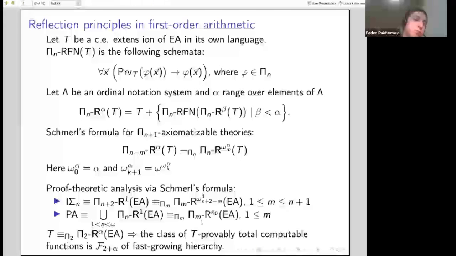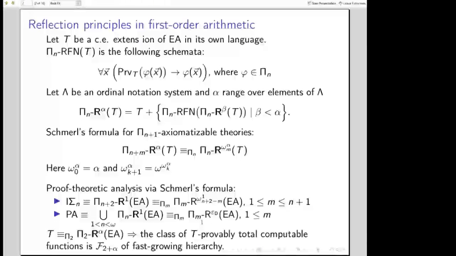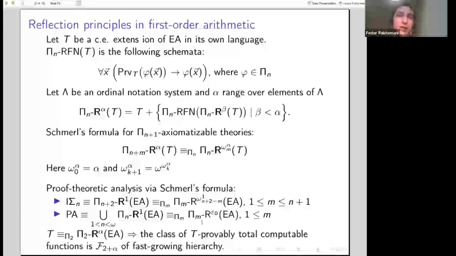Okay, so basically, from this formula it's possible to obtain various kinds of ordinal analysis results. For example, I think the most natural notion of proof-theoretic ordinals that is possible to recover from this analysis is the notion of Π_2 proof-theoretic ordinals, namely the class of provably total computable functions. So the usual way to define the Π_2 ordinal is the following. We consider the fast-growing hierarchy, also known as the extended Grzegorczyk hierarchy, for a given ordinal notation system.